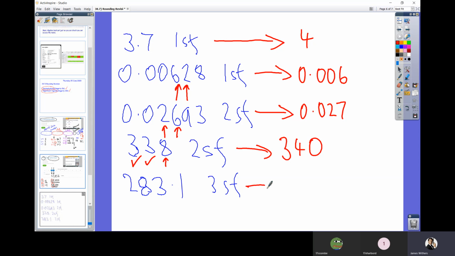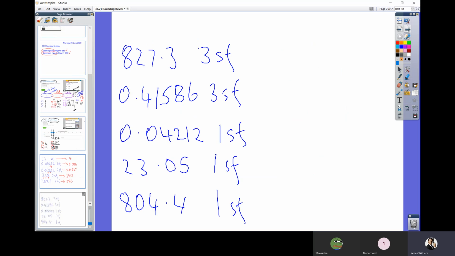This final one here, 3 significant figures, so 1, 2, 3. Do we round up? No, we don't. So just 283. We don't need a decimal point and a 0, just 283. Final few to practice. 3 significant figures. Just have a quick think before I write it down. That's going to be 827.